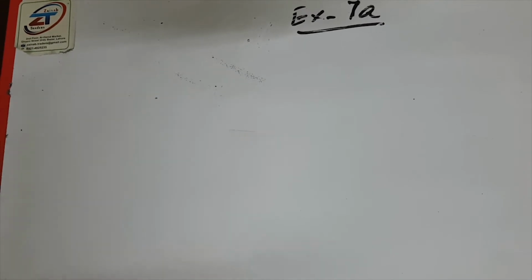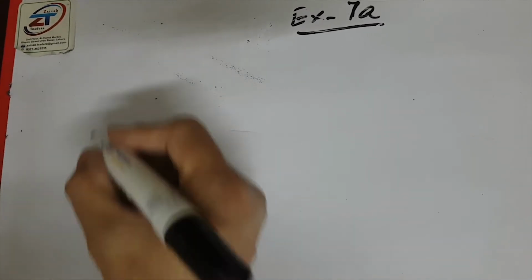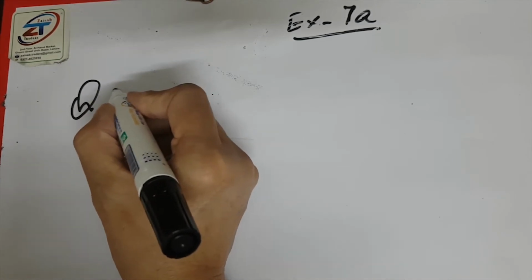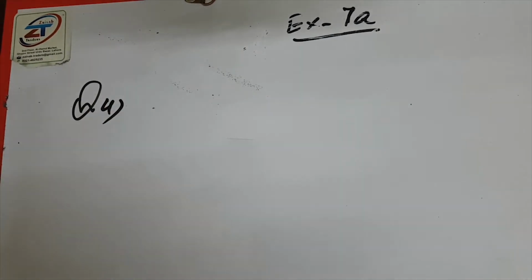Now children, same is the exercise 7a, and question is question number 4. The fastest man in the world can run 100 meters in 9 seconds. How far can he run in 1 minute and 2 seconds? So they are asking for the distance and the time is given.